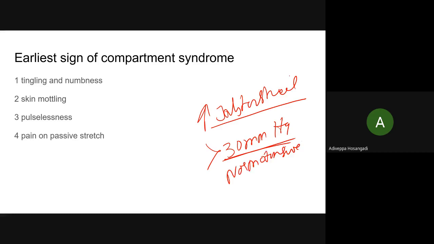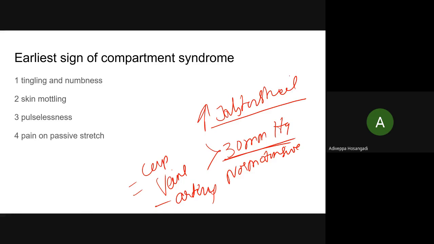If the patient's BP is normal, he is not in hypovolemic shock, he is normotensive, maintaining blood pressure. At that time, if it is more than 30, you have to operate. Immediately you have to do fasciotomy. First, there is the increase in interstitial pressure. Capillaries collapse. Then the veins collapse. Then the artery collapses. More than 30 millimeter of mercury.